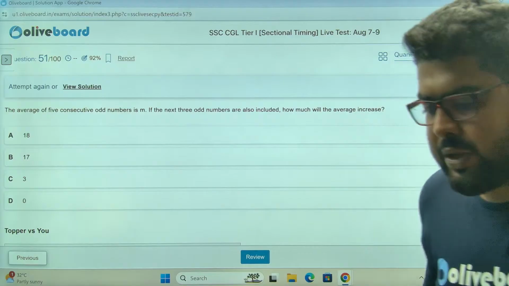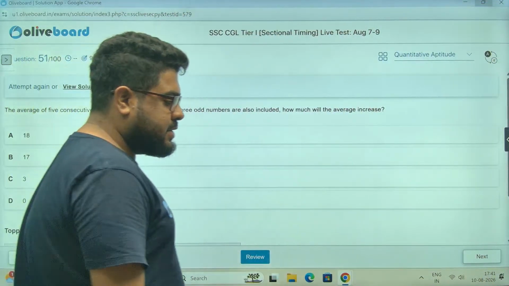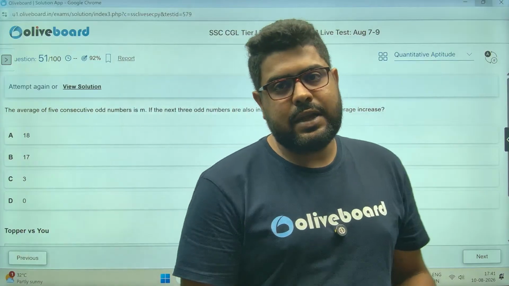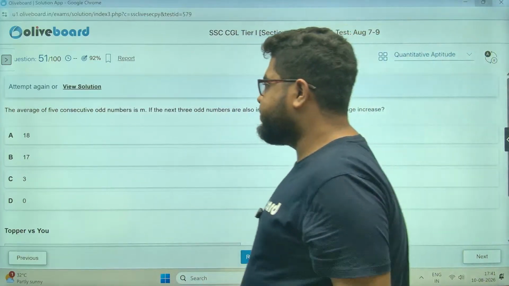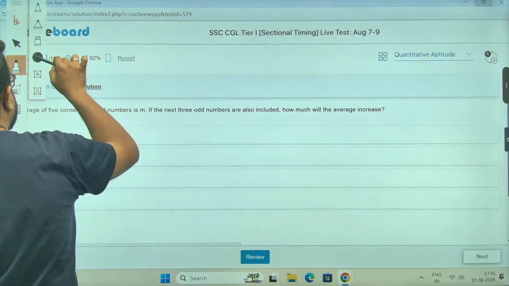Okay, sir. So we will see the analysis of the mock test which was done last week, meaning this weekend. First question right in front of us. Let us start with this.